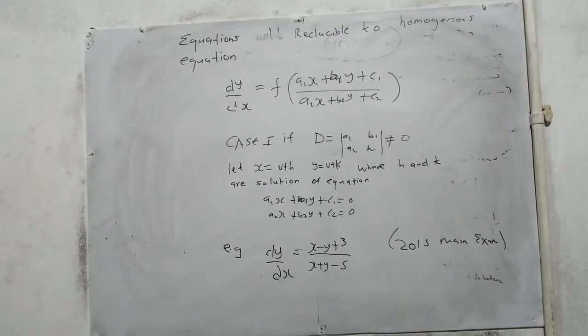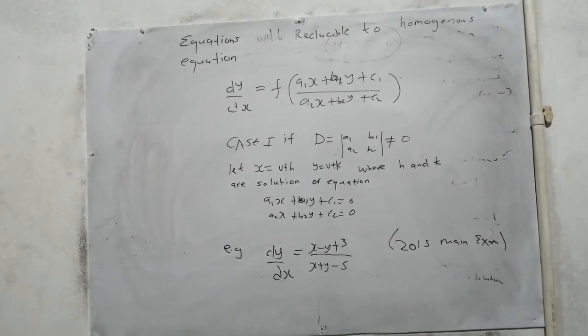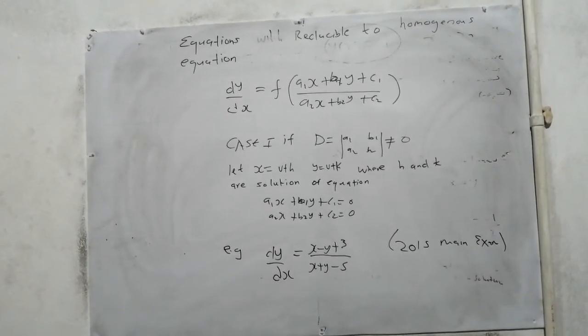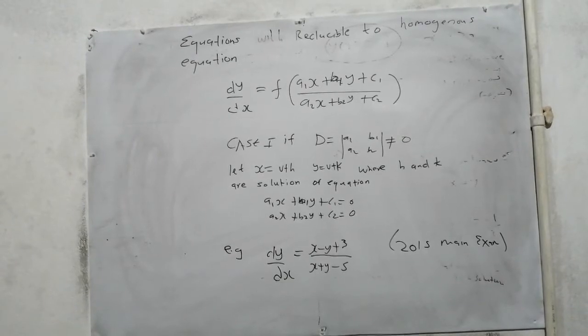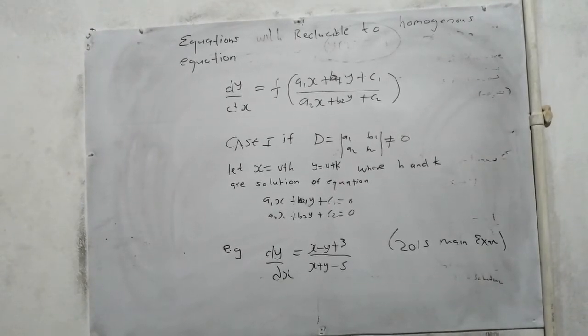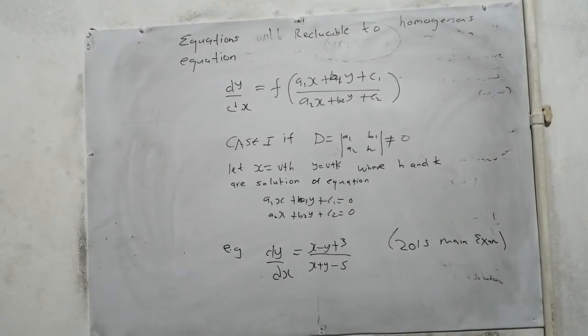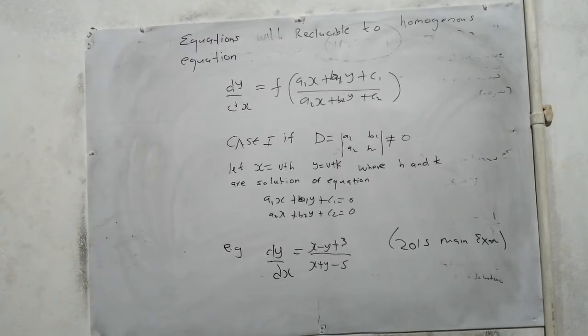So I'm going to show you how we identify a1. A1 is simply the coefficient of x on the numerator. B1 is simply the coefficient of y on the numerator again, and a2 is the coefficient of x in the denominator. B2 is the coefficient of y in the denominator. After that, we have to reduce it in such a way that we can solve it using a homogeneous equation.